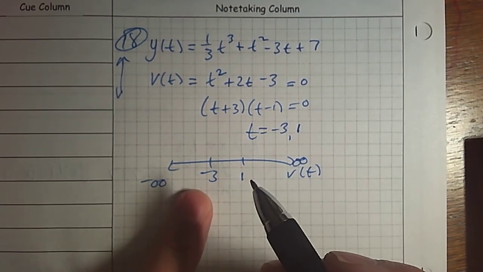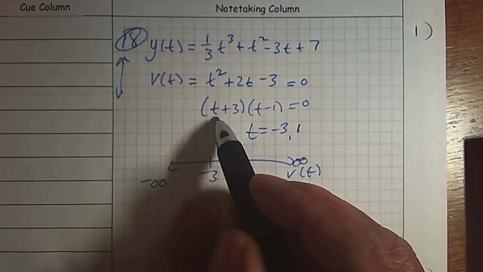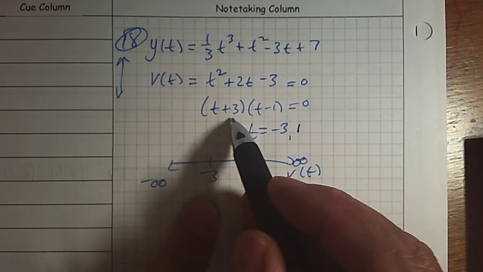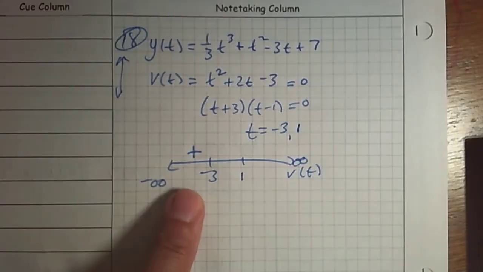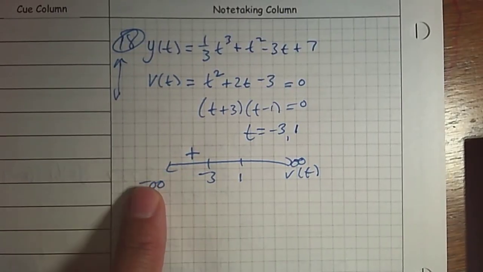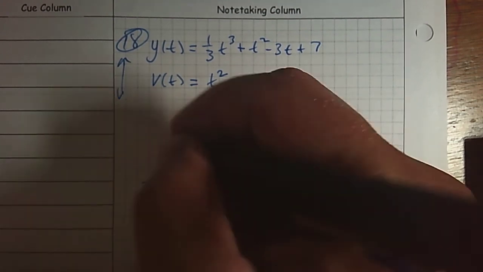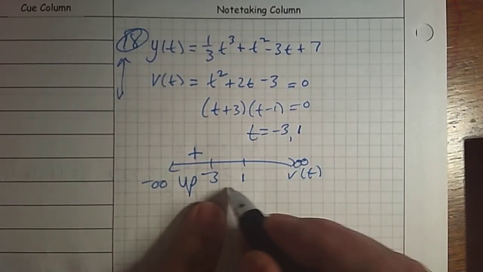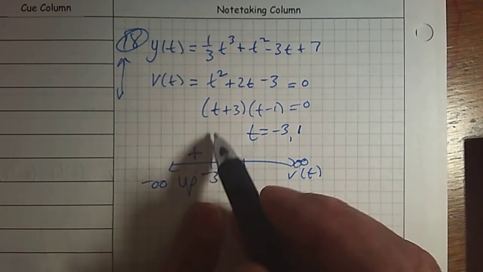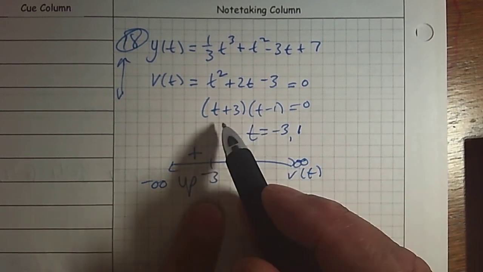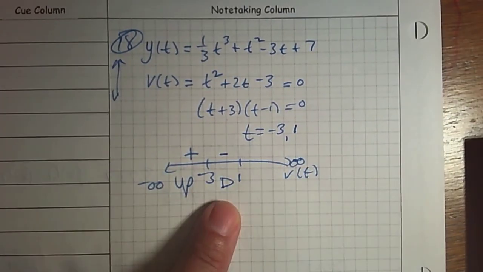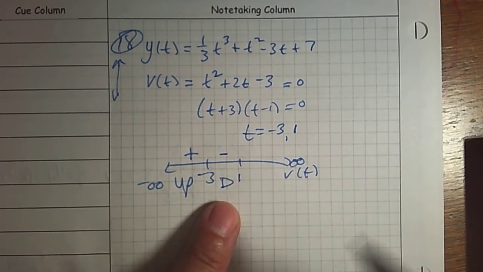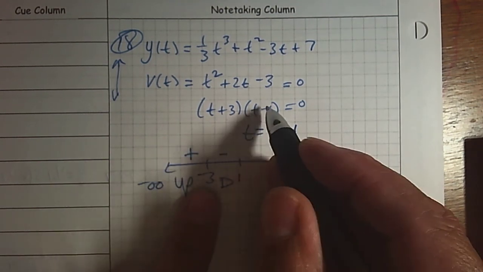So pick any number smaller than negative 3. So if I pick negative 4, what do I get? So negative 4 plus 3, negative 4 take away 1. That's a negative times a negative. So what direction is the particle moving from negative infinity to negative 3? Up. I'll even write that in. Up. Pick a number between negative 3 and 1. 0. So plug in 0. Any number works, but 0 I think is the easiest. A positive times a negative. So what's happening here? It's moving down. Plug in any number greater than 1. 2, 3, doesn't matter. So I plug in 2 and I get a positive times a positive.